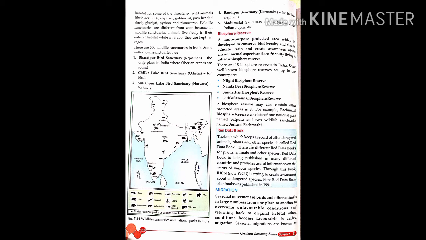And wildlife sanctuaries we have discussed, which are strictly reserved for the protection of wildlife in their natural habitat. You have seen this figure 7.14, wildlife sanctuaries and national parks in India. How many wildlife sanctuaries and national parks are there in India? Biosphere reserve is a multiple purpose protected area which has been developed to conserve biodiversity and also to educate, train and create awareness about environmental species and eco-friendly living.